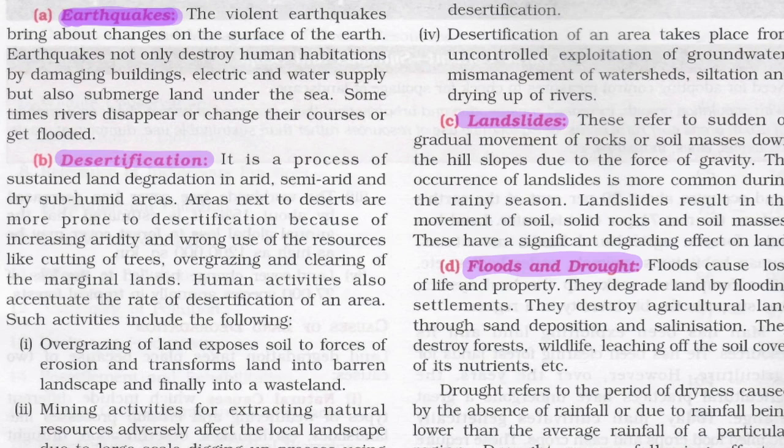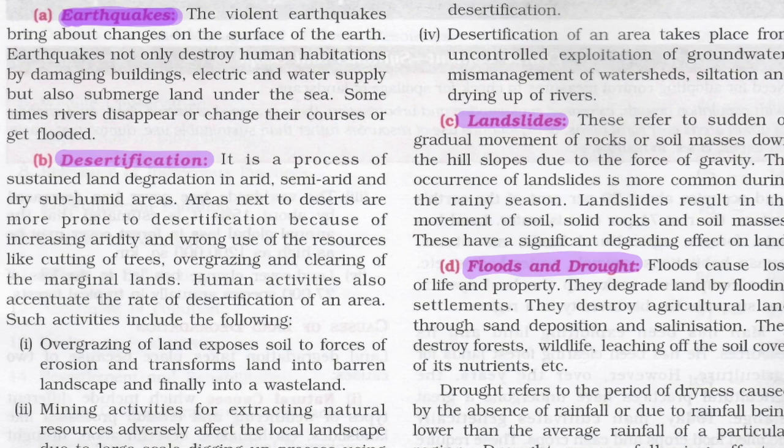Desertification. Desertification is a process of sustained land degradation in arid, semi-arid and dry subhumid areas. Areas that are next to the desert are more prone to desertification because of increasing aridity and wrong use of resources like cutting down of trees, overgrazing and clearing of marginal lands, which lead to desertification. Let's discuss some of the activities done by humans that increase the rate of desertification.